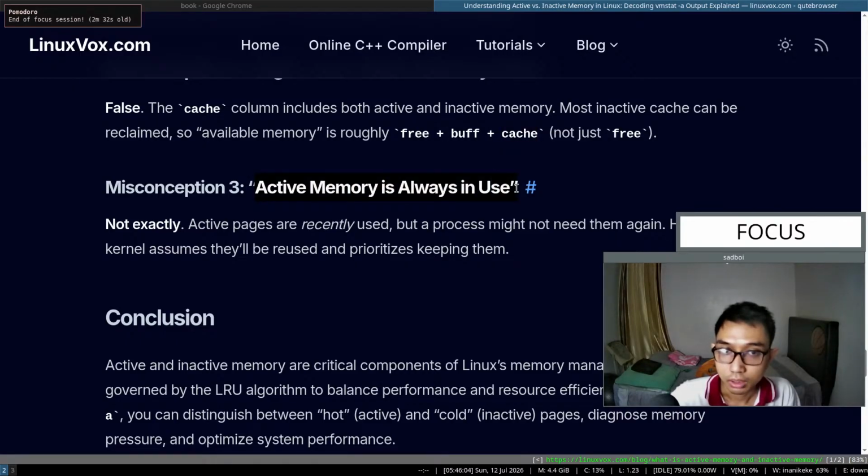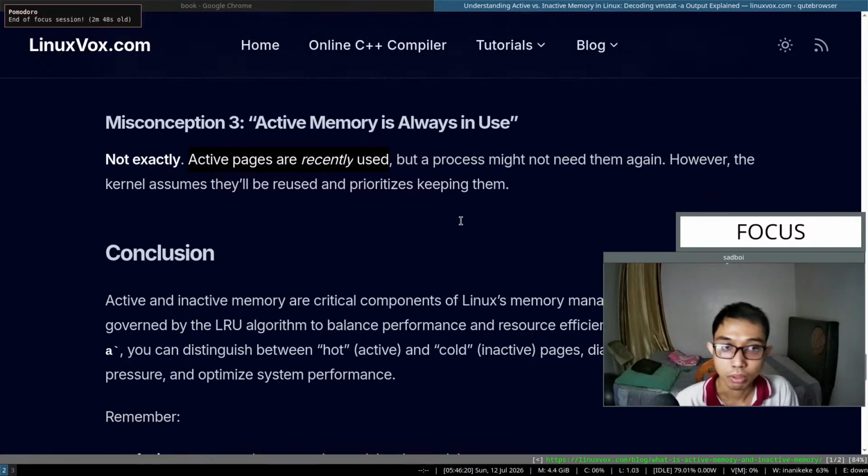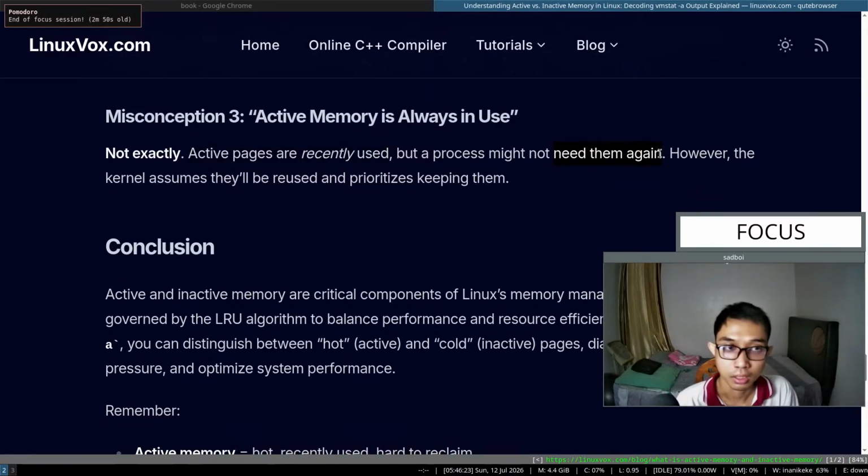Active memory is always in use. Oh, not exactly. Okay, interesting. Misconception 3. Active pages are recently used, but a process might not need them again. However, the kernel assumes they'll be reused and prioritizes keeping them.